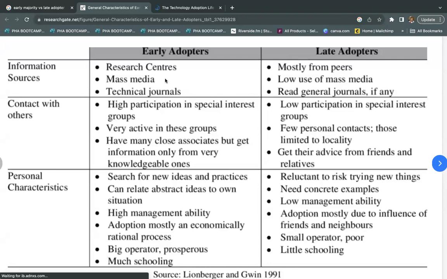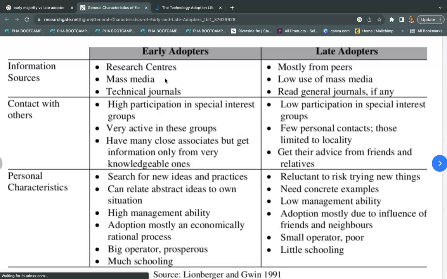Mass media, maybe they can see it on their social media accounts or through advertisements. Then technical journals, maybe on tech newspapers or stuff like that. Those are the early adopters. And late adopters, maybe they'll hear from their friends, or maybe they don't really use social media, or they just read from general journals if there's any.